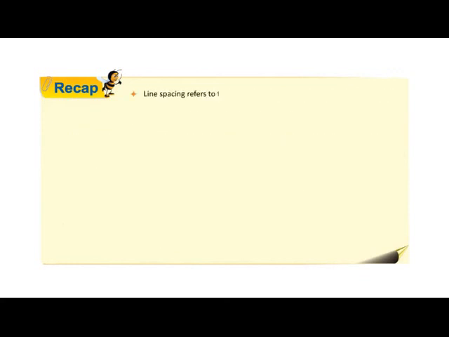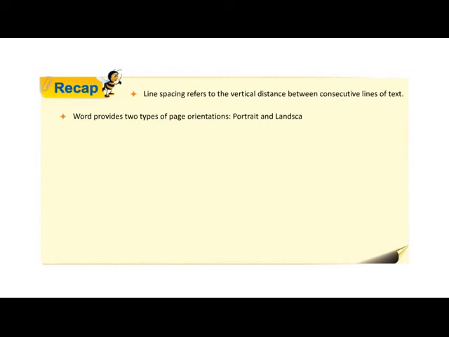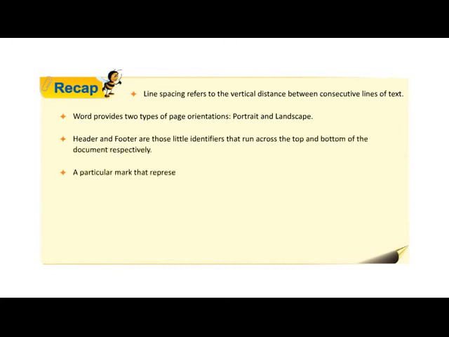Line spacing refers to the vertical distance between the consecutive lines of text. Word provides 2 types of page orientations, portrait and landscape. Header and footer are those little identifiers that run across the top and bottom of the document respectively. A particular mark that represents some piece of information is called a symbol.